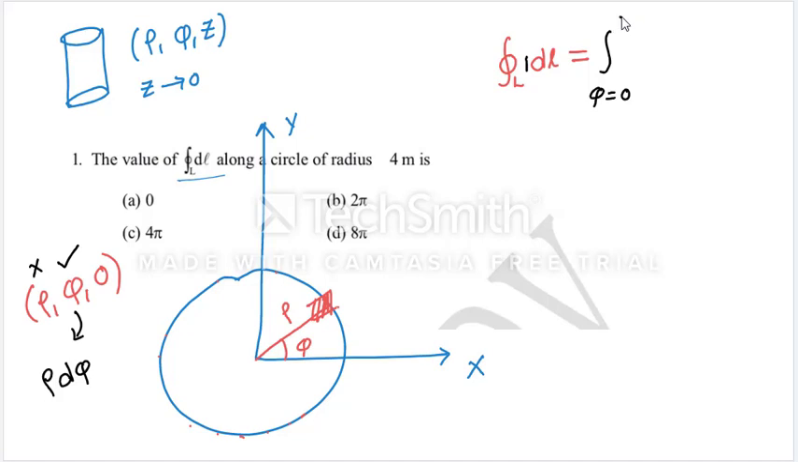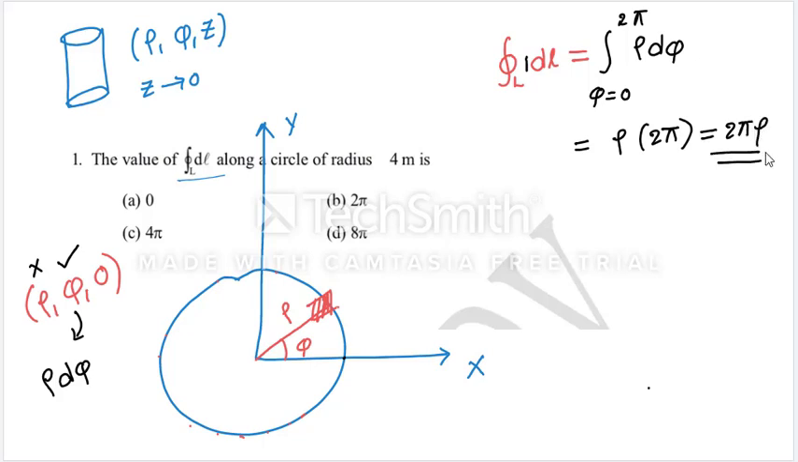The phi limits are 0 to 2 pi for a complete circle. When the point is here, phi is equal to 0, and if I do a complete rotation, phi limits are 0 to 2 pi. The change in length along phi is rho d phi. So I do this integration. Rho is a constant. Integration of d phi is 2 pi minus 0. So I get 2 pi rho.